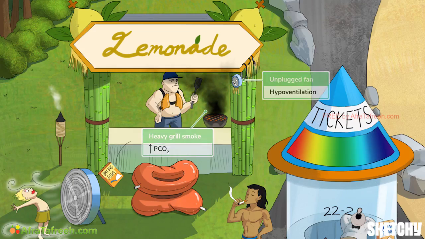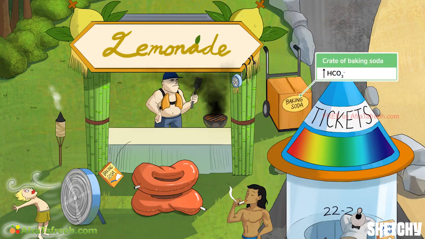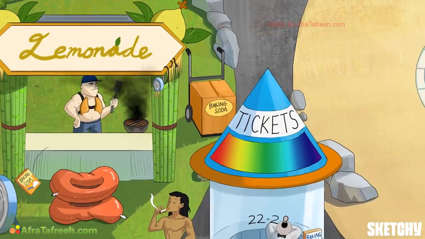Oh boy. To try and compensate for this respiratory acidosis, renal reabsorption of bicarbonate increases and excretion of bicarb decreases to keep more bicarbonate in the body, thus increasing blood pH. This explains why such a large crate of baking soda has been delivered to our smoked out lemonade stand. Just in the nick of time.